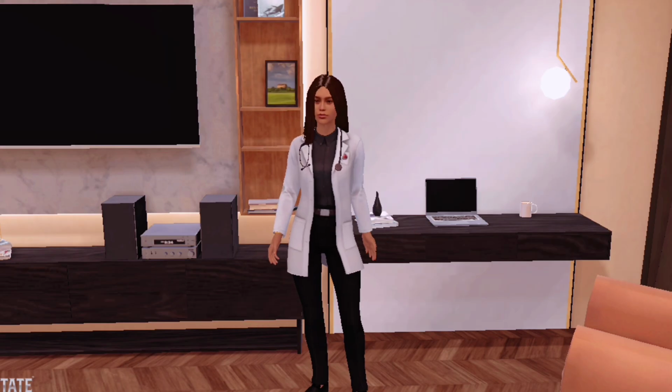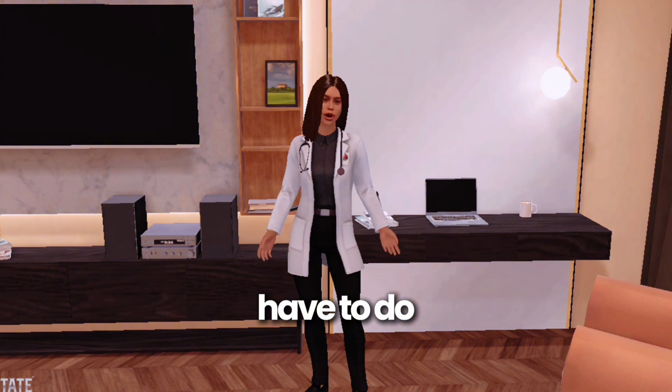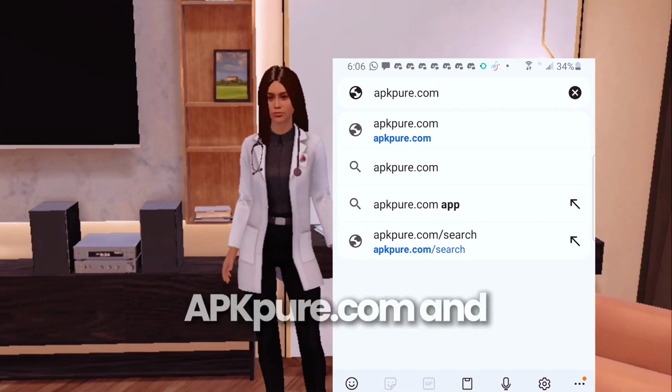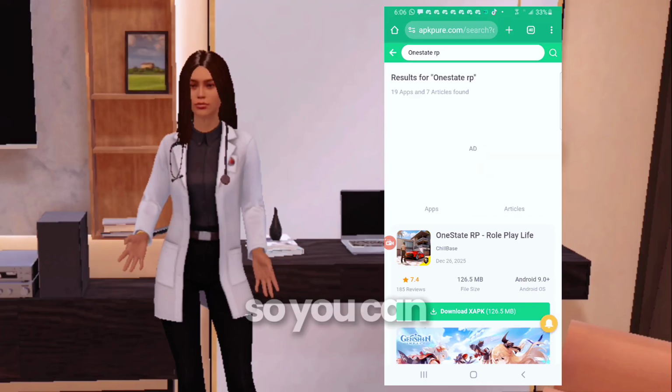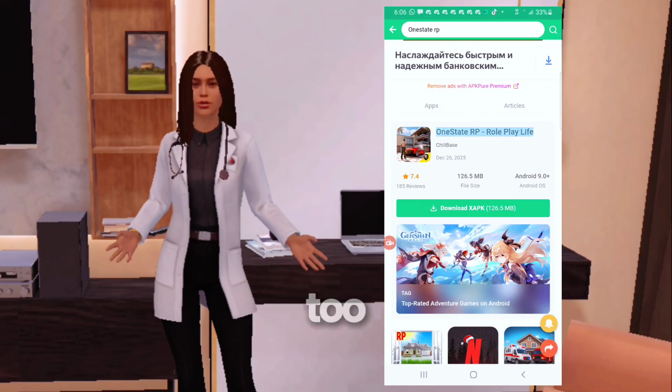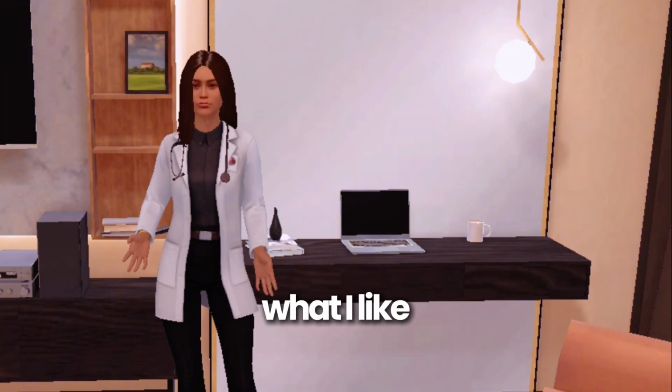If you're going to be downloading on an Android device, it is also not hard to do. All you have to do is go to this website, apkpure.com, and download it directly from the website. You can go ahead and download the APK Pure app too, and always update and download your game through the APK Pure app. That is what I like to do personally.